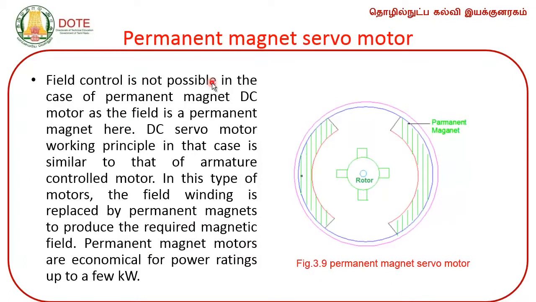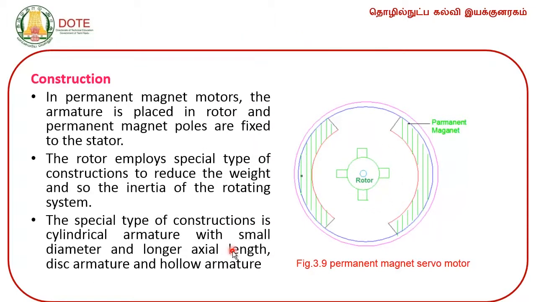So, first we have seen the brushless servo motor. This is a permanent magnet servo motor. It has a permanent magnet in the stator and the rotor is here. The construction of the permanent magnet servo motor: the armature is placed in the rotor and the permanent magnet poles are fixed in the stator. So, these are the poles fixed in the periphery, and in the rotor the armature windings are placed.